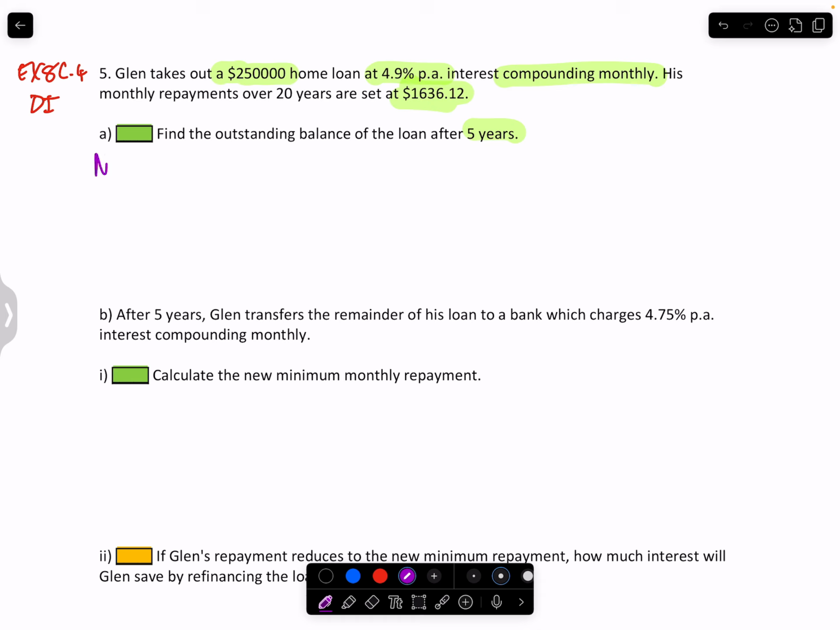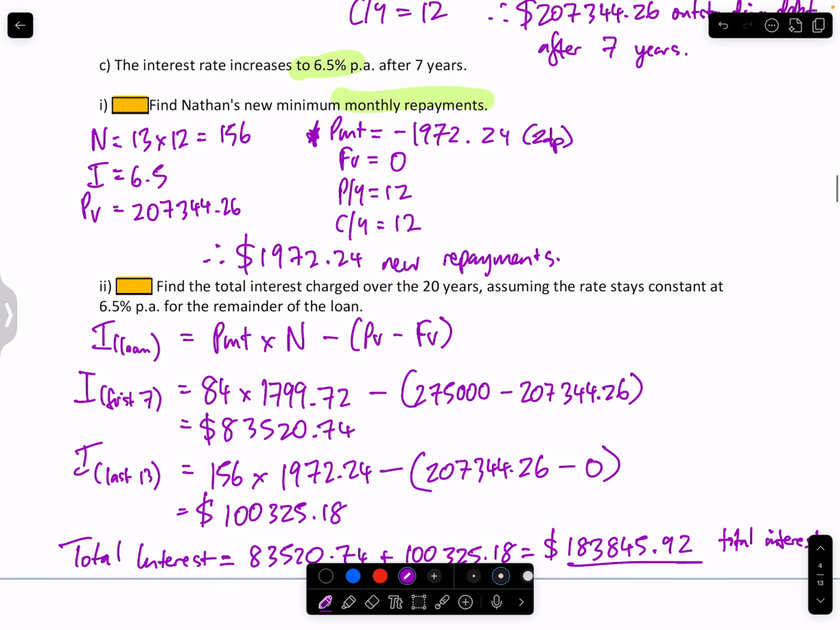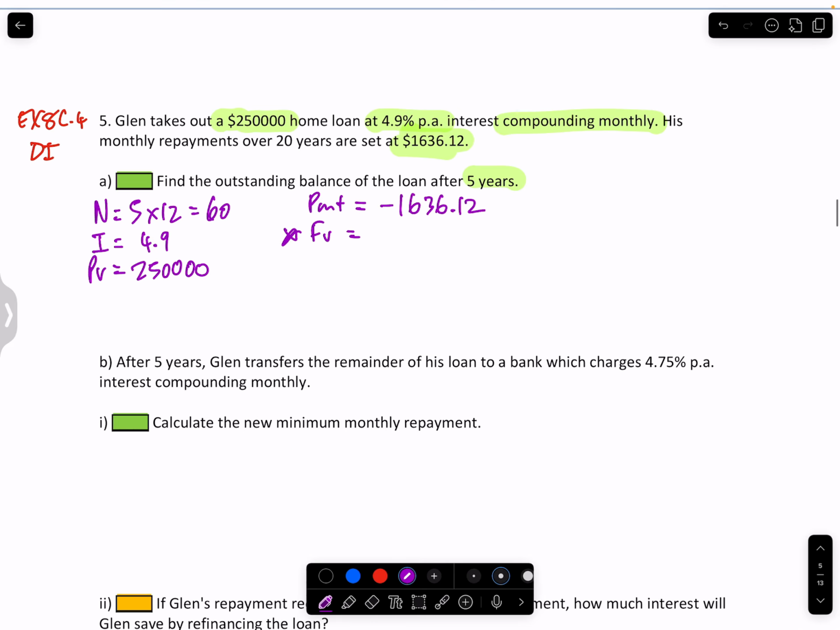So N, 5 years, 5 times 12 is 60. The interest rate we were told was 4.9. PV, what he borrowed was 250 grand. We were told payments were negative 1636.12. We want to find the outstanding balance, so we're solving for FV. PY is 12 because it's monthly, CY is also 12 because it's monthly.